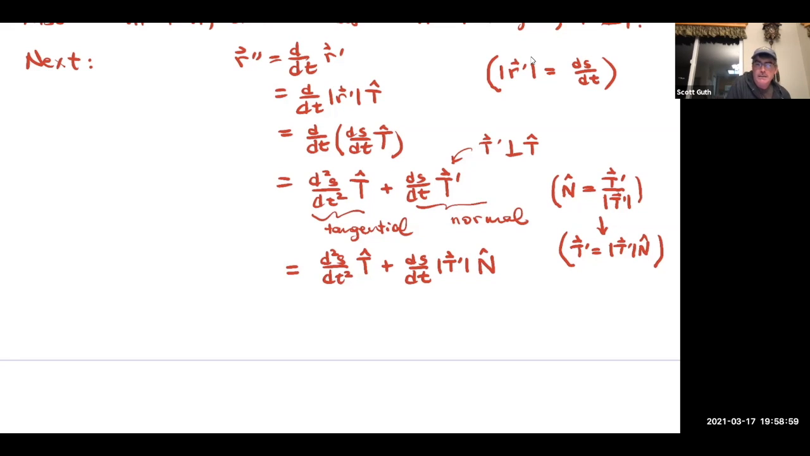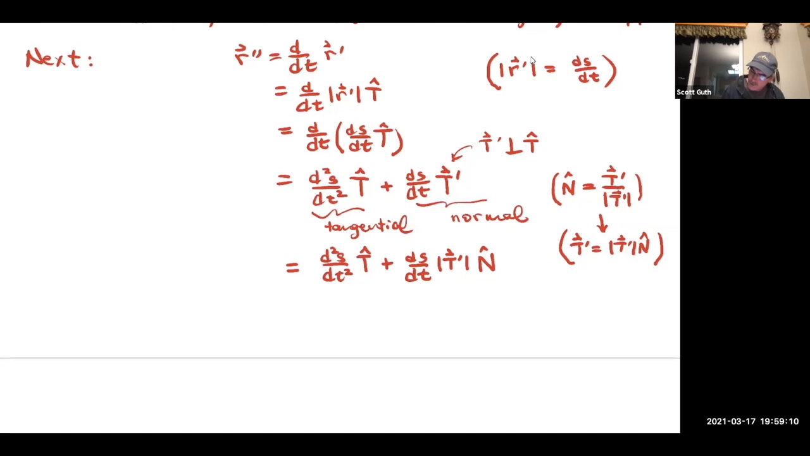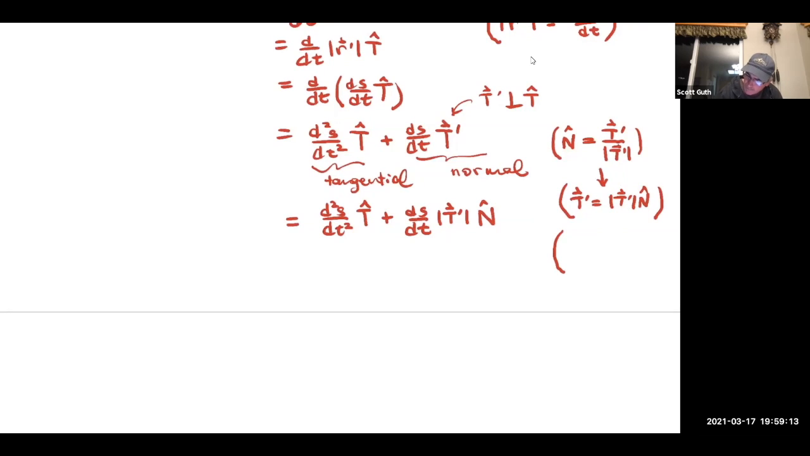I've already said that the normal component of acceleration is what causes curving. So it makes sense to bring in curvature here. So the next thing I want to remind you of is kappa. The very first formulation was the magnitude of T prime over the magnitude of r prime. So the magnitude of T prime is the magnitude of r prime times kappa, the curvature.